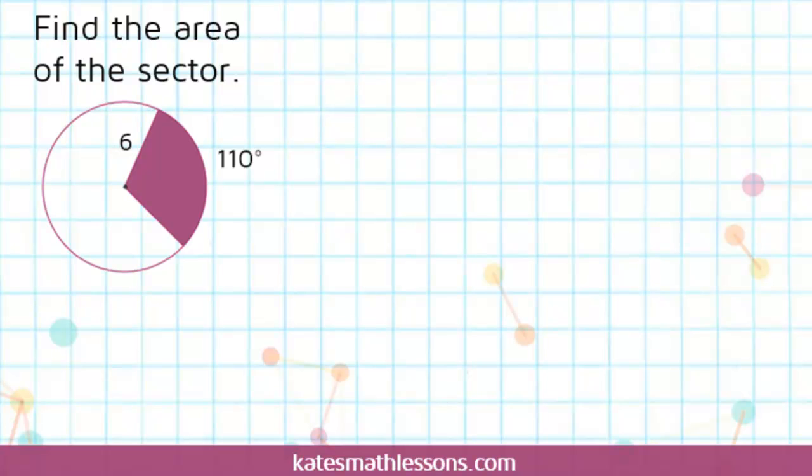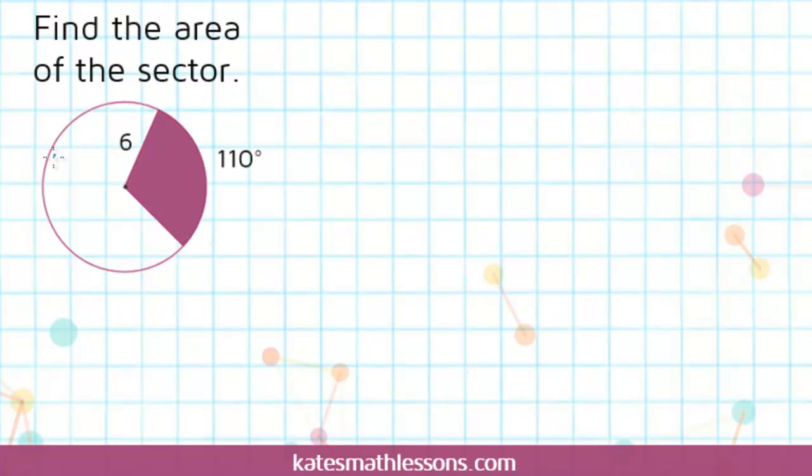In this problem, we've been asked to find the area of the sector. A sector is just a part of a circle that's been shaded in. So this purple shaded part here is called a sector. You can think of a sector as like a piece of pie or a piece of pizza. It's just a section of the circle.